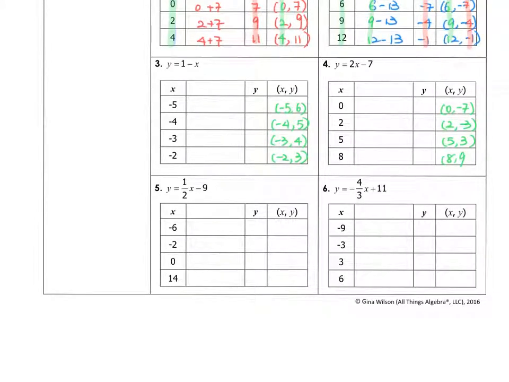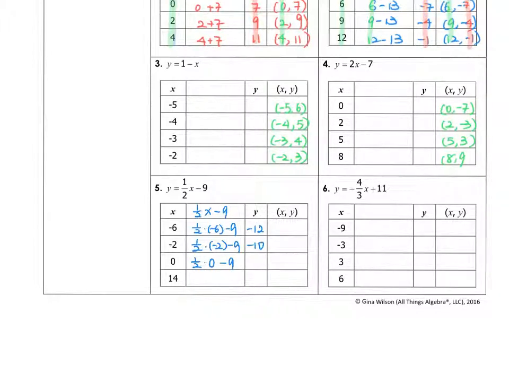And I will do the 5 and 6 because there are fractions involved. So again, plug in 1/2 times -6 minus 9. You use your calculator, you should have -12. 1/2 times -2 minus 9, you should have -10. And then 1/2 times 0 minus 9.